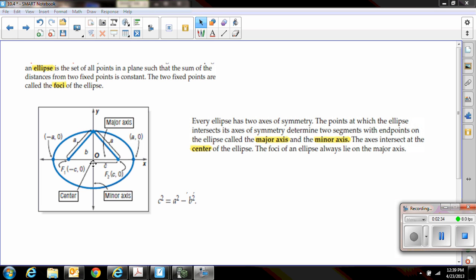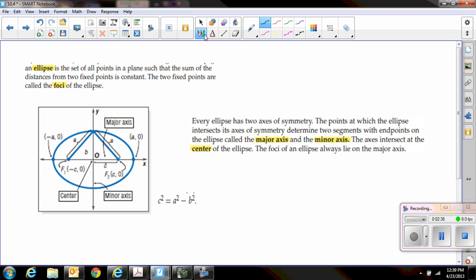Now, this distance C from the center to the foci can be found by completing the formula C squared equals A squared minus B squared. A and B, as you'll see in a minute, are pretty easy to find. So once you know A and B, C is the tough one to find. And again, A squared minus B squared is C squared. That will give us our foci points.